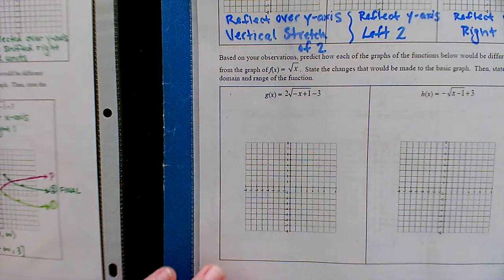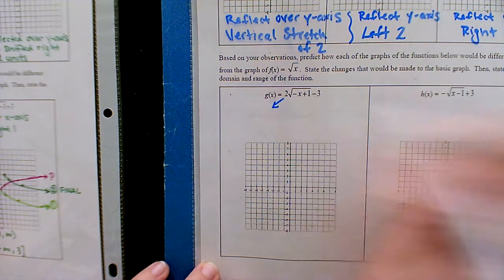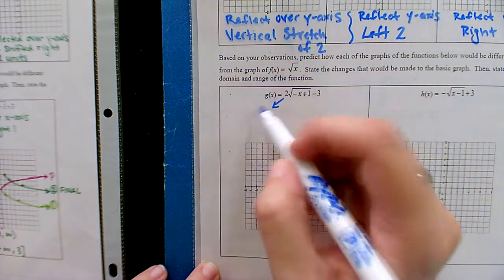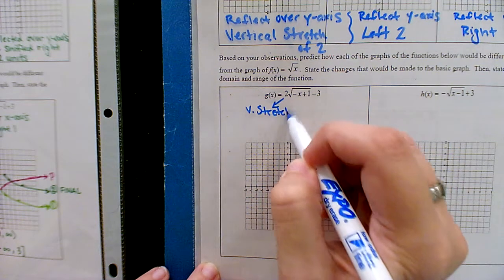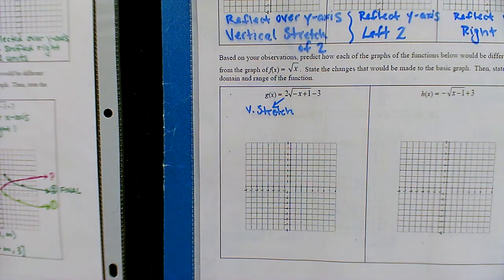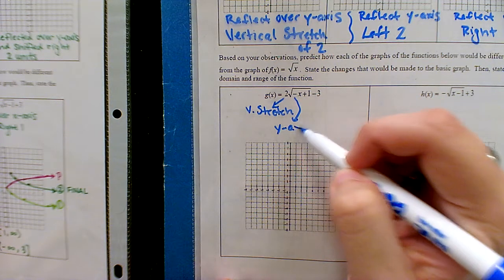Pick something. What do you think, Rebecca? In front of that, that will stretch the graph further. Okay, so vertical stretch. We're doubling the height. We're making it taller. Good, Evan? Negative x, we'll flip it over the y-axis. All right, y-axis flip.